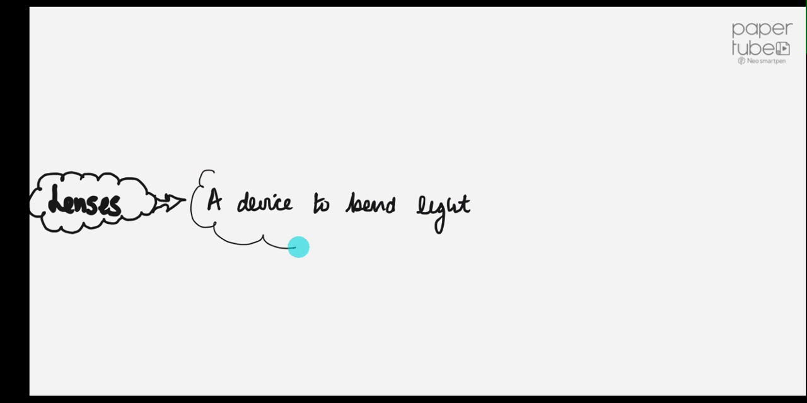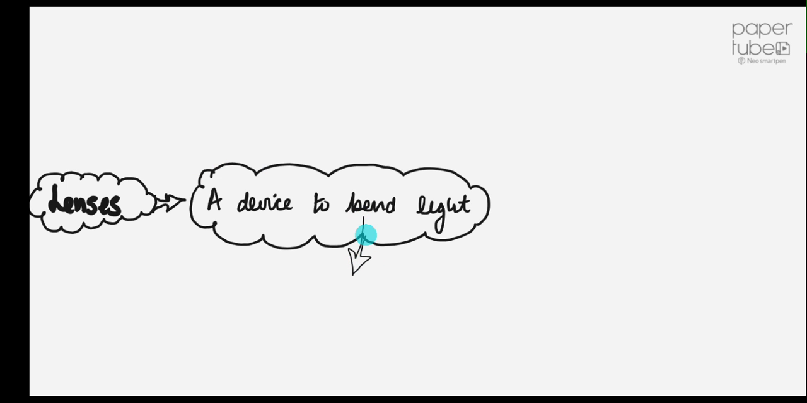Lenses. Right. So, what does a lens do? Well, it's a device to bend light. That's what it does. And how does it bend the light? Well, we're back to this age-old one here. To bend, we're talking about refraction. So it's the refraction that bends the light.